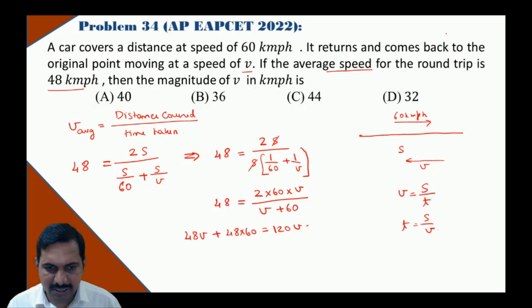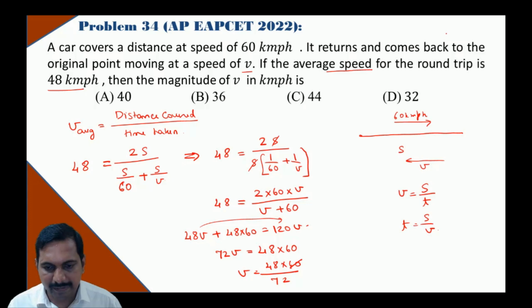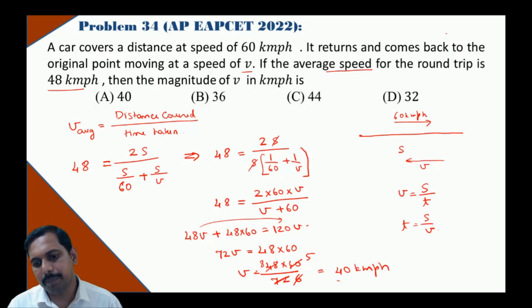Now let us take this to the other side. So it is 72v is equal to 48 into 60, or v is equal to 48 into 60 divided by 72. And you know the 12 table, this goes by 5, this goes by 6, and 6 goes 8 in 48. So this would be 8 into 5, which is 40 kilometer per hour. Pretty straightforward, easy question when you know how to do it.